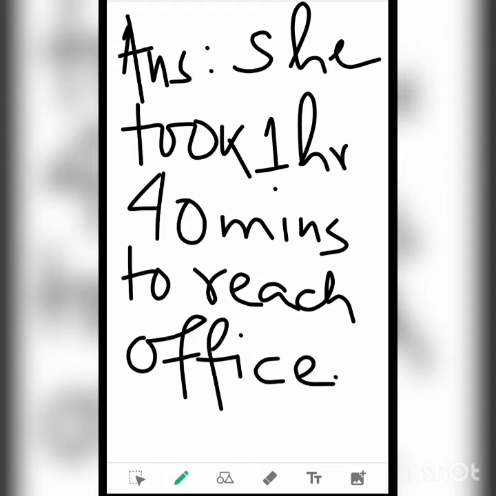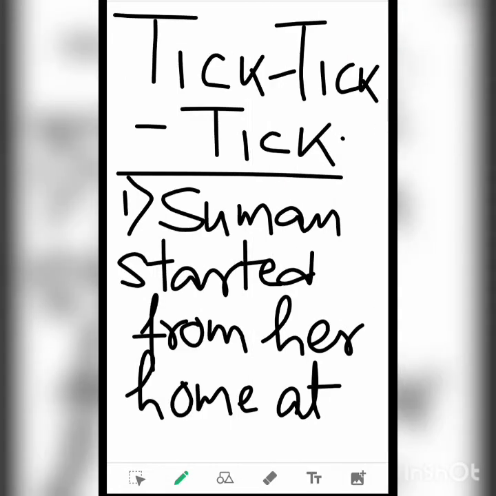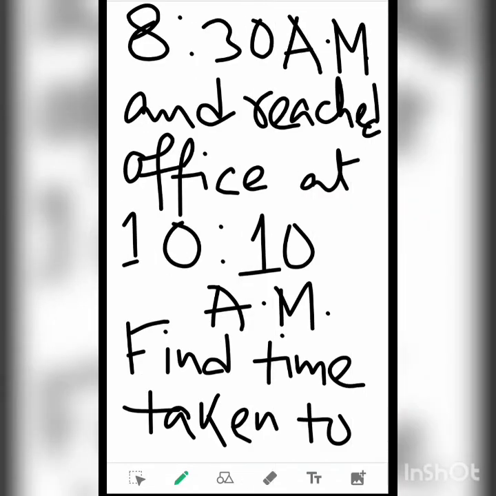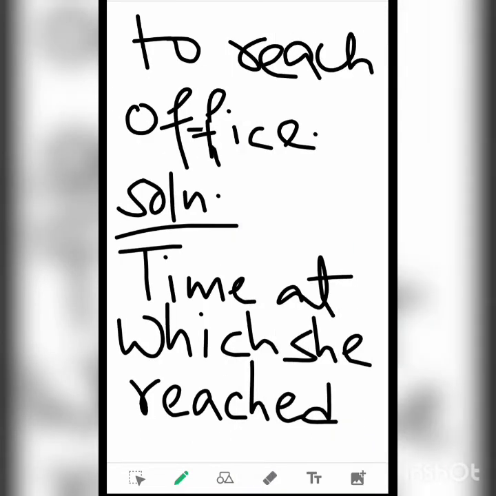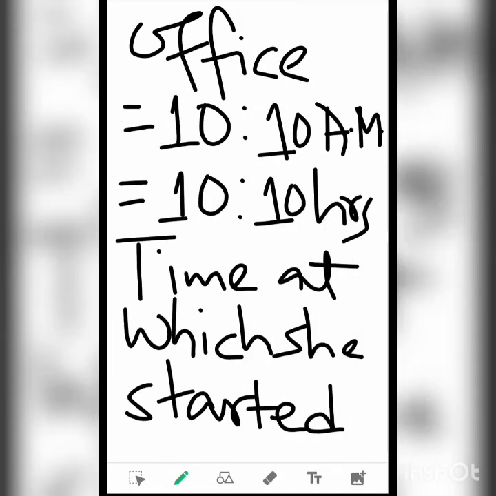Now let us just recapitulate once again what we have done. Moving from the first board, we find time. Suman started from her home at 8:30 a.m. and reached office at 10:10 a.m. Find the time taken to reach office. You have to find the time taken by her to reach office. So in the solution, we began by writing the time at which she reached office is equals to 10:10 a.m.